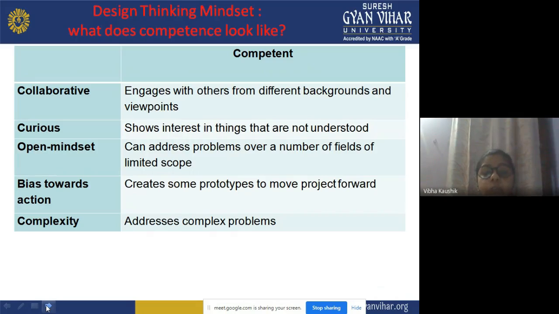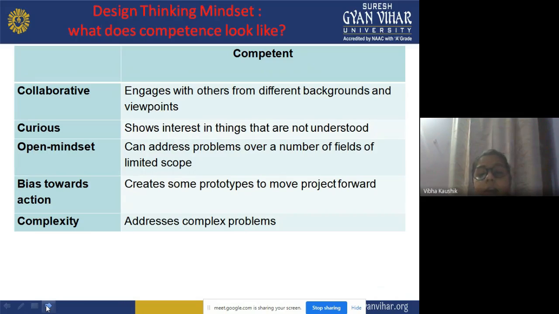Curious to know something new. Show interest in things that are not understood. It means you are curious to know each and every thing, and you show interest in things not understood by you. Open mindset means that when we are talking about creativity, you should be open-minded. You cannot be narrow in your thinking process. When you are open-minded, you can address problems over a number of fields, not of limited scope.